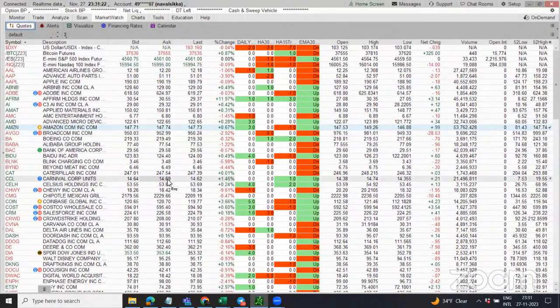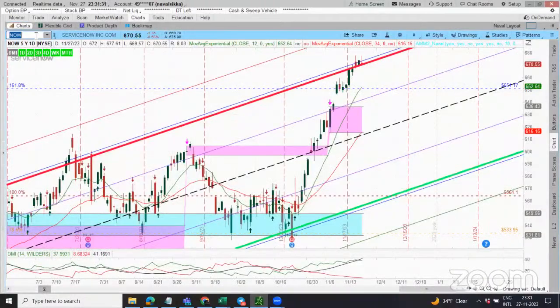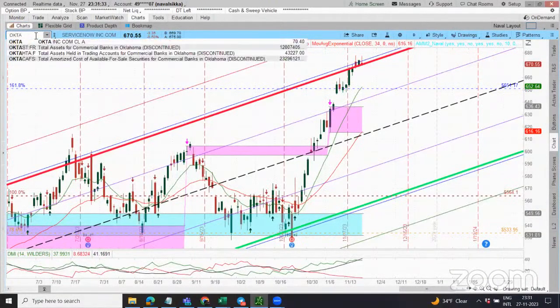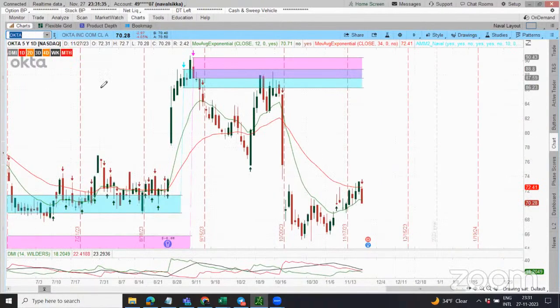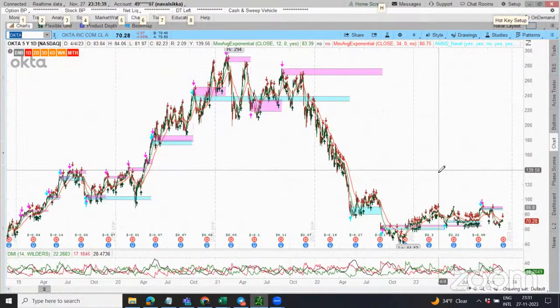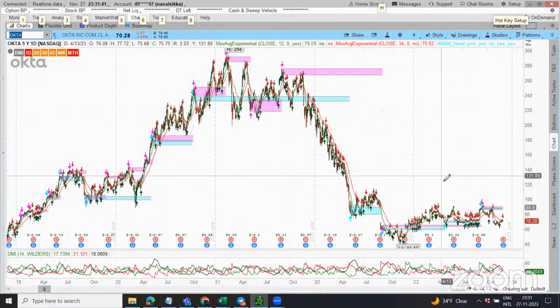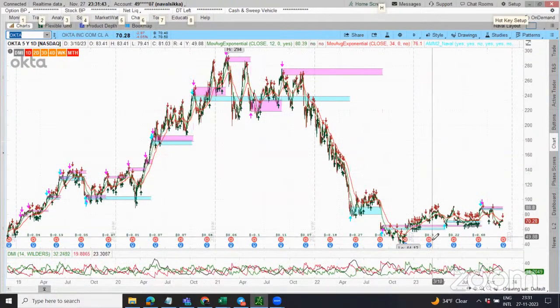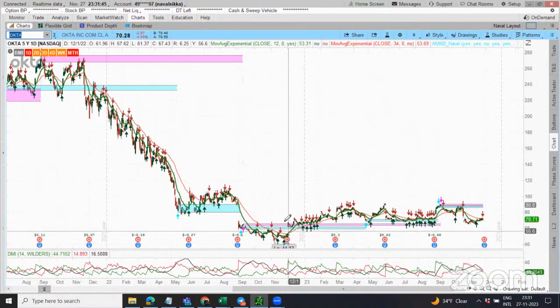Yes, Vivek. Hi, Naval. Do you mind looking at Okta once? It has earnings coming, and if it fails, there is a huge gap at the bottom, till 50. This gap. Yeah.